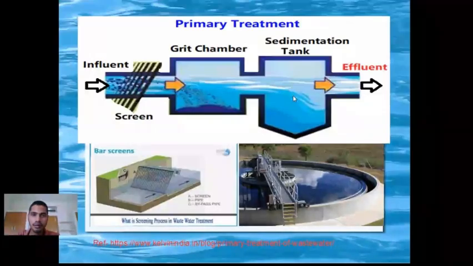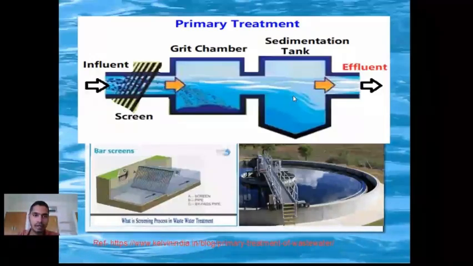In part A, we will cover primary treatment as well as aeration tanks and secondary treatment. In part B, you will be going through the anaerobic digestion and chemical disinfection. So, part A, primary treatment.